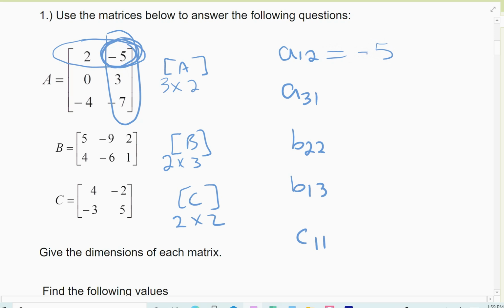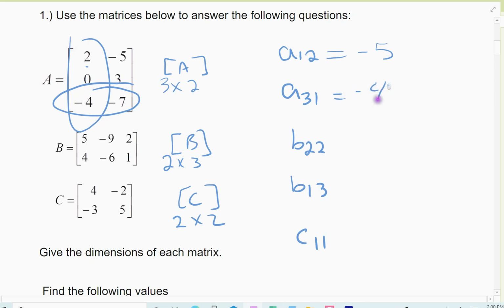All right, then I do the same thing for the next one. I'm in matrix A still, that's the lowercase a. But now I want row 3, column 1. So row 3, column 1, well, that would be the negative 4. It's where the row and the columns meet.